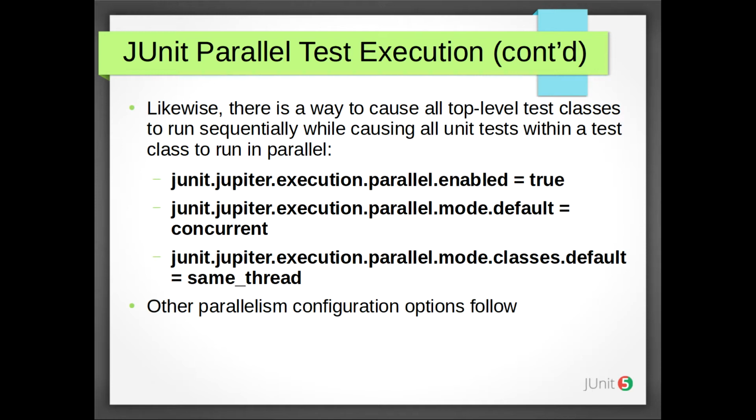junit.jupyter.execution.parallel.enabled equals true. junit.jupyter.execution.parallel.mode.default equals concurrent. And junit.jupyter.execution.parallel.mode.classes.default equals same_thread.